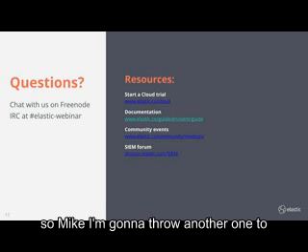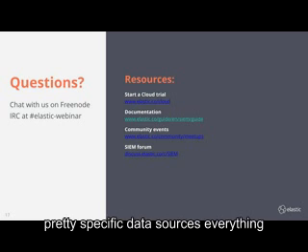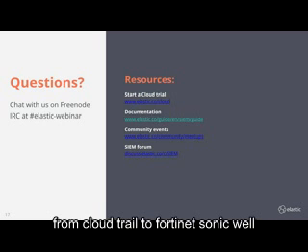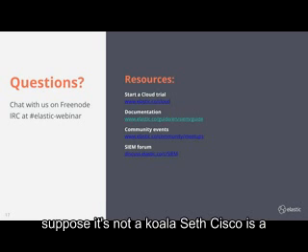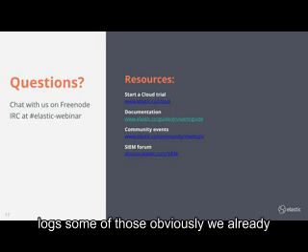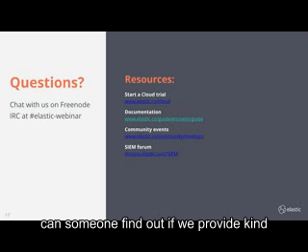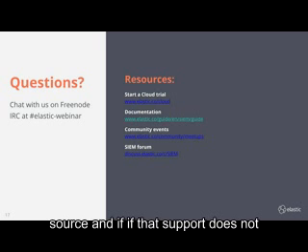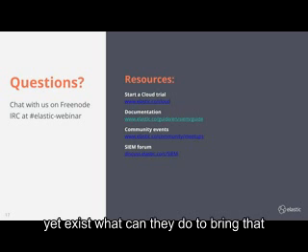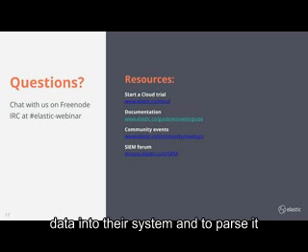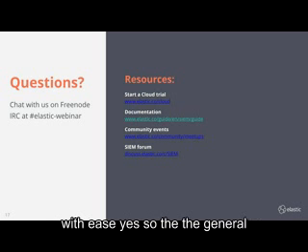Super, Mike. I'm going to throw another one to you. We have lots of questions about pretty specific data sources, everything from CloudTrail to Fortinet, SonicWall, Ceph, Cisco ASA logs. Some of those obviously we already provide support for. But how can someone find out if we provide out-of-the-box support for a data source, and if that support does not yet exist, what can they do to bring that data into their system and parse it with ECS?